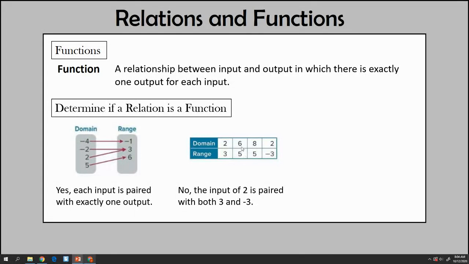This is okay. 6 and 5, 8 and 5. That's fine, but you can't have the same input listed. So you're looking for the same x value listed with two different y values. So that is a no-no. So that's not a function.